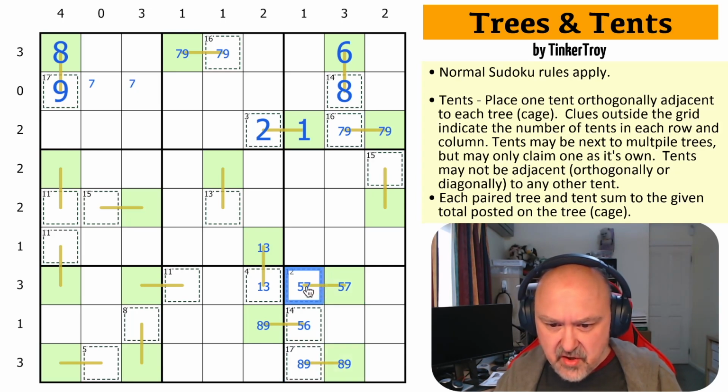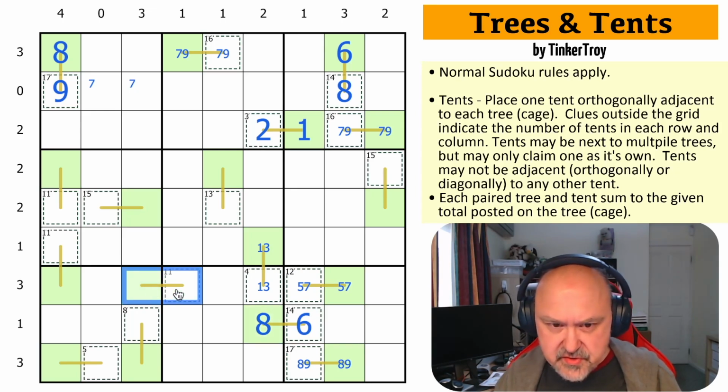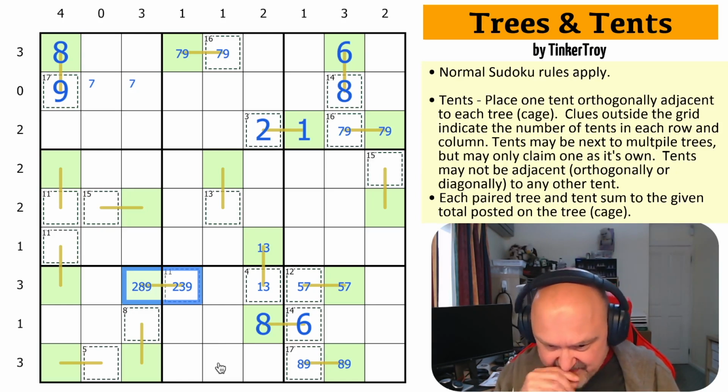Because I can't use 9, 3. I can't use 8, 4. I could use 7, 5, and 6, 6 doesn't work. So this is the 6, and this is the 8. Now this 11, I could use 2, 9. I could use 3, 8, but only in a particular order. I can't use 4, 7, and I can't use 5, 6. So those are the only possibilities there.